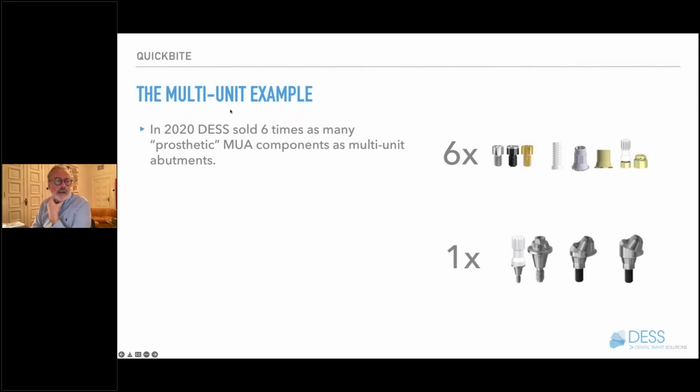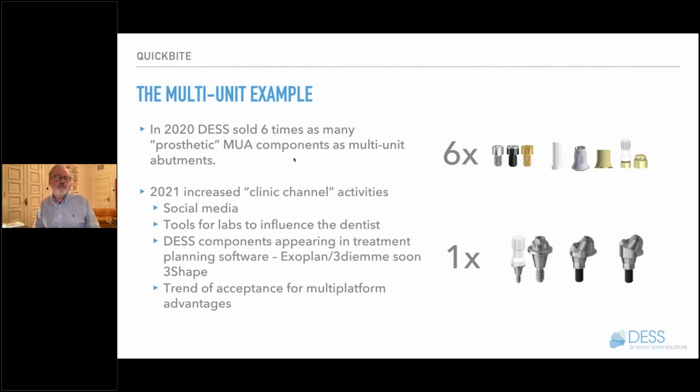And statistically, in 2020, we sold 6 times as many of the prosthetic components as we did the clinical components. The main reason for that is that we are primarily selling to the laboratories, and they are the ones that provide or can choose to use the prosthetic components on top. So the 6-to-1 ratio is something that we felt we needed to do something about. We put a lot of effort in 2021 into increasing activities in the clinic channel to try to influence and convince the dentist to choose the DESS multi-unit abutment as well.